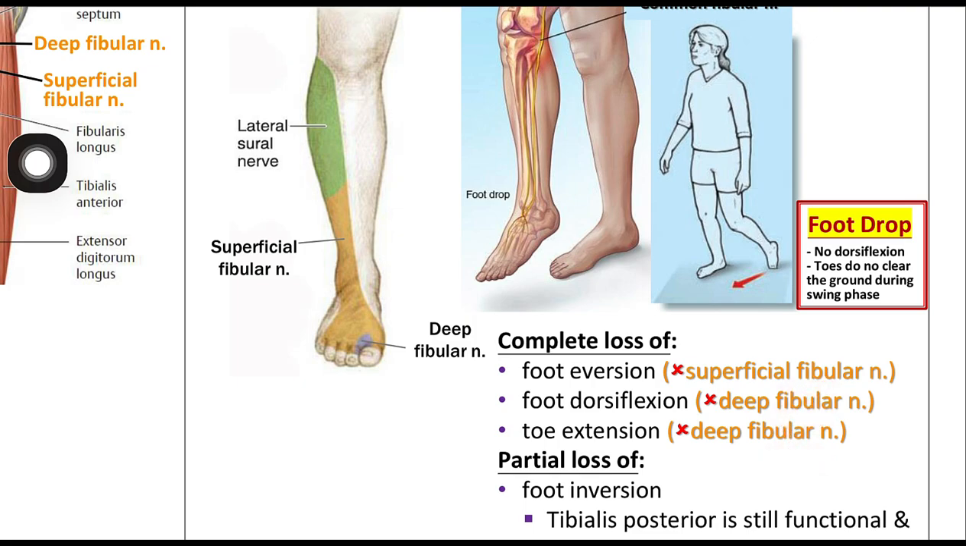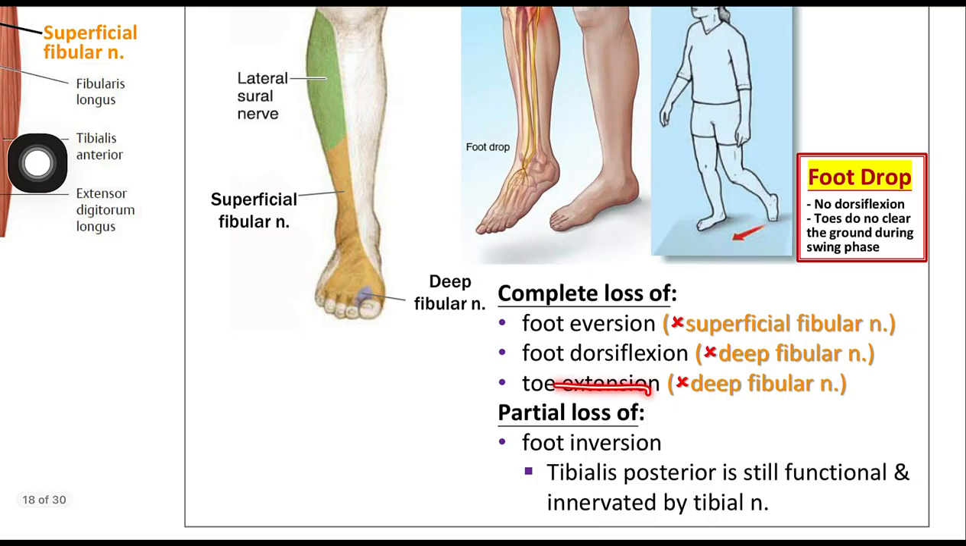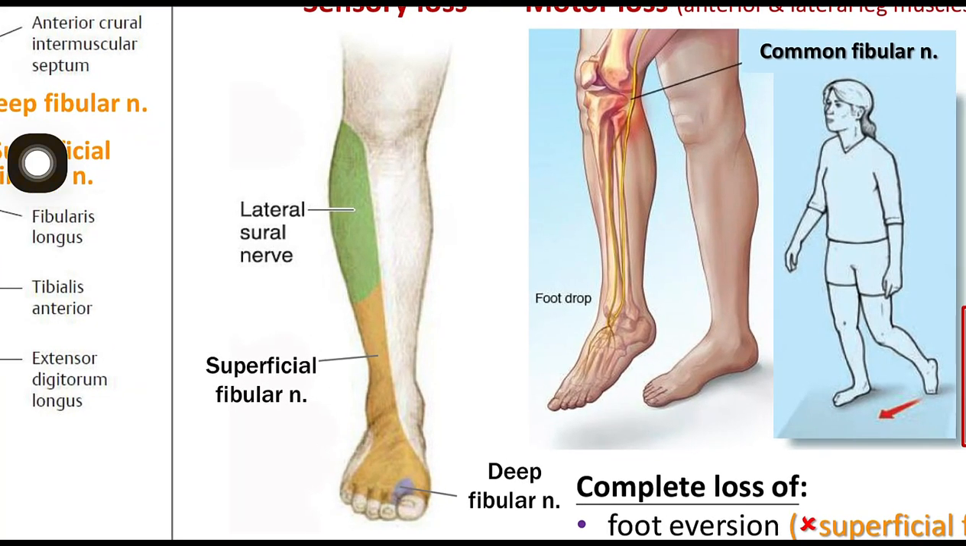But with this one it is complete loss, not total loss, okay? We have partial loss of inversion. Why is it partial loss here? Remember the tibialis posterior is still functional. Okay, so that forms the difference. And then for the sensory loss, if we are referring to the common fibular nerve injury, then for the superficial fibular nerve as well as the deep one here, the sensation may be troubled, right?